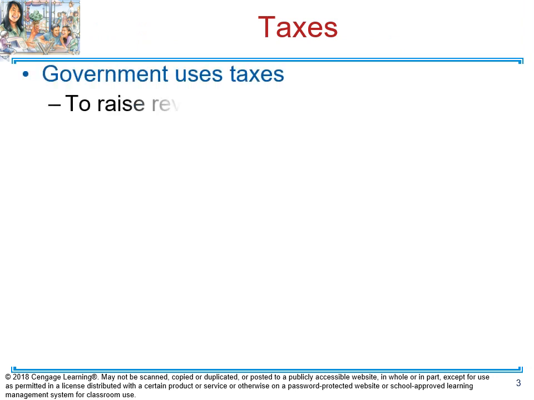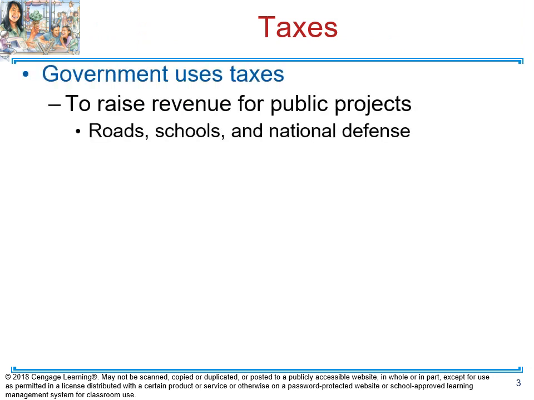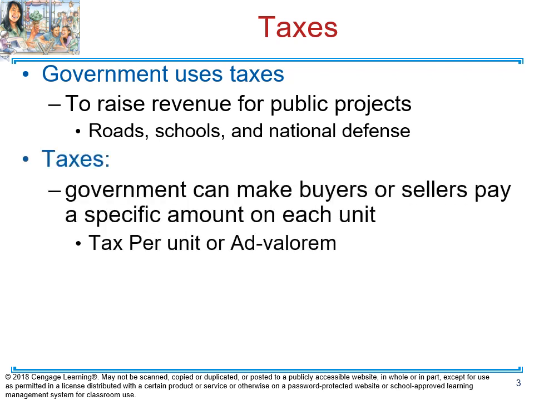We know government must raise revenues in order to pay for public projects like roads, schools, and national defense. And one way that governments raise revenues is by taxing goods and services. These taxes could be a tax directly on buyers, like a sales tax. So whenever we buy something, we have to make a payment as a buyer, or it could be directly on sellers. So a government can say for each unit of output that you produce, you must pay this much.